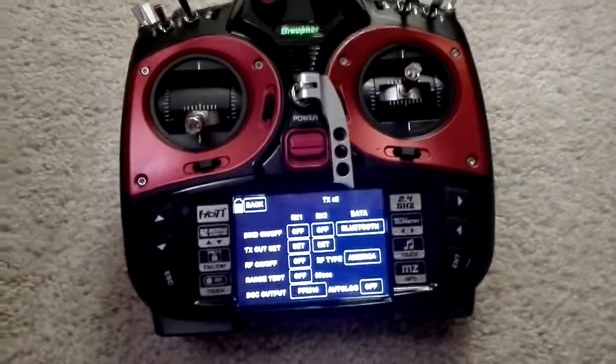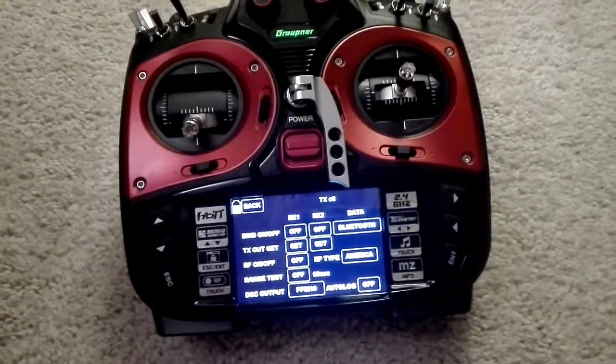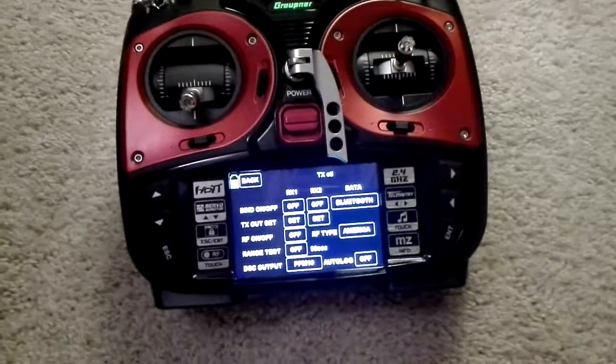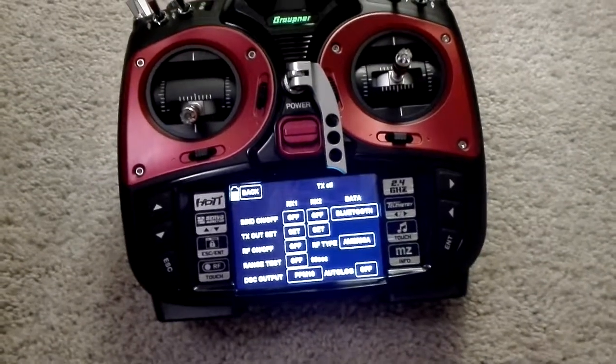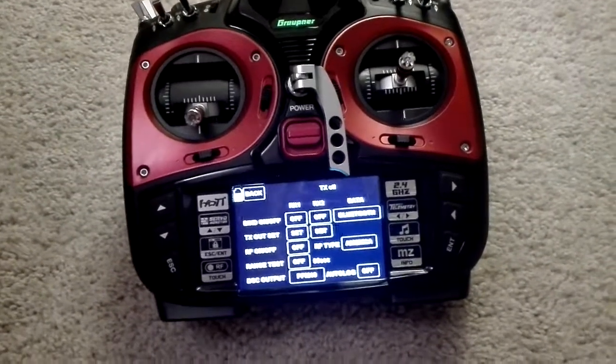Hi, this is Maciek. This is another video where I will make an attempt to bind two receivers to one model. Here is my transmitter.